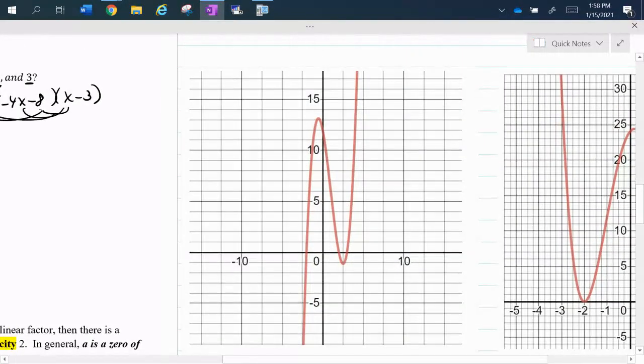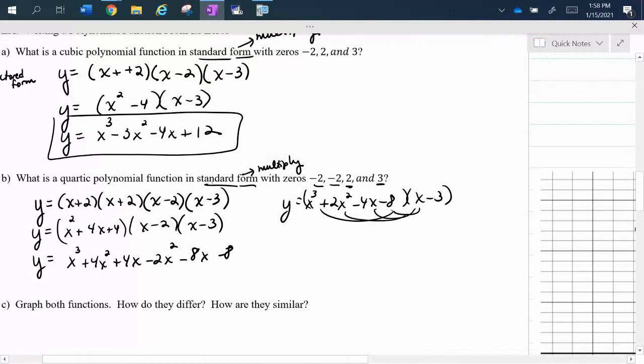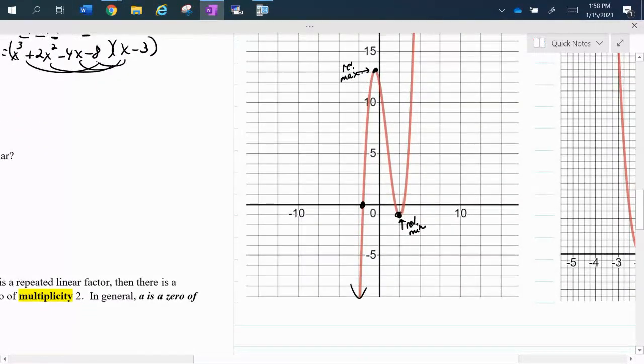I want you to notice the cubic function has end behaviors going in opposite directions. We knew that was going to happen because the degree is odd. I also see turning points in the middle. I see a relative minimum, just reviewing some terminology, and also a relative maximum. But what I'm concerned with here is the zeros. We're looking at the zeros today. I knew that there was a zero at negative 2, 2, and 3, so I see a zero at negative 2, 2, and 3. When I talk about the zeros, remember, I'm looking at the x-intercepts.